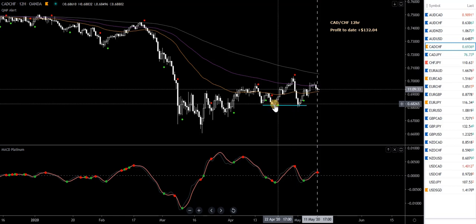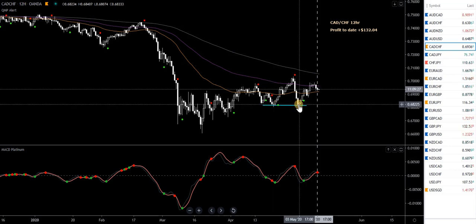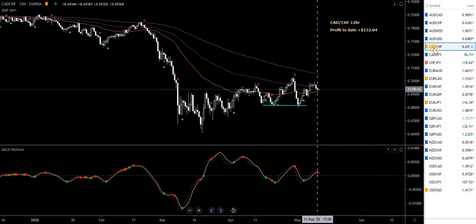This blue trend line, I draw blue trend lines whenever something interests me. In this case, just a little support level or double bottom. All my trades are recorded on a shared spreadsheet through Google Drive. There is a link to that spreadsheet in the description to the video, so everyone's more than welcome to check it out. So that's the CAD Swiss, just closed half a trade.